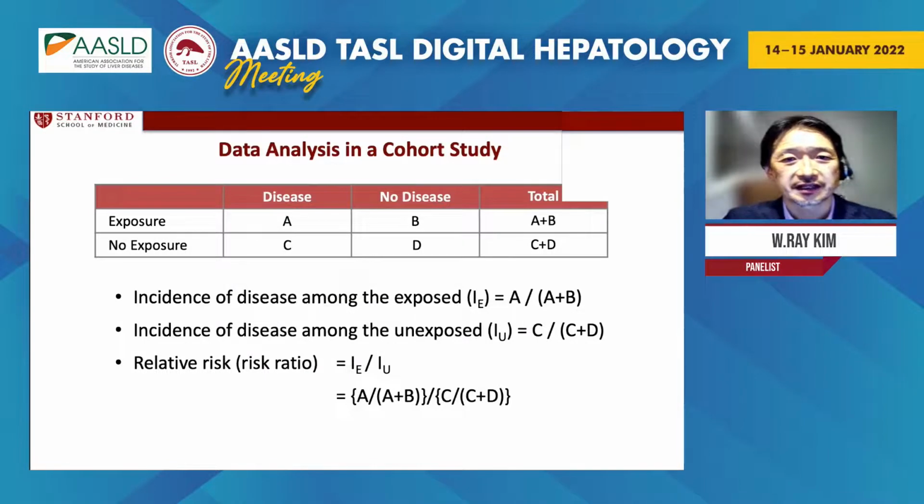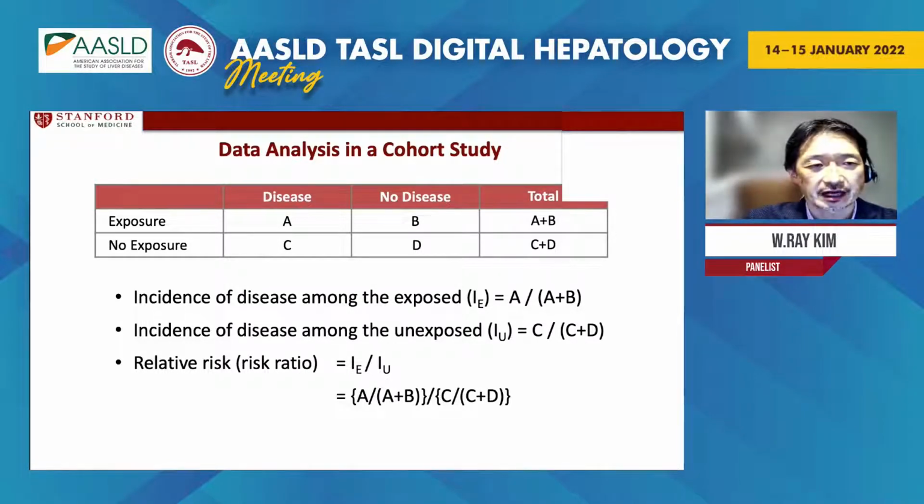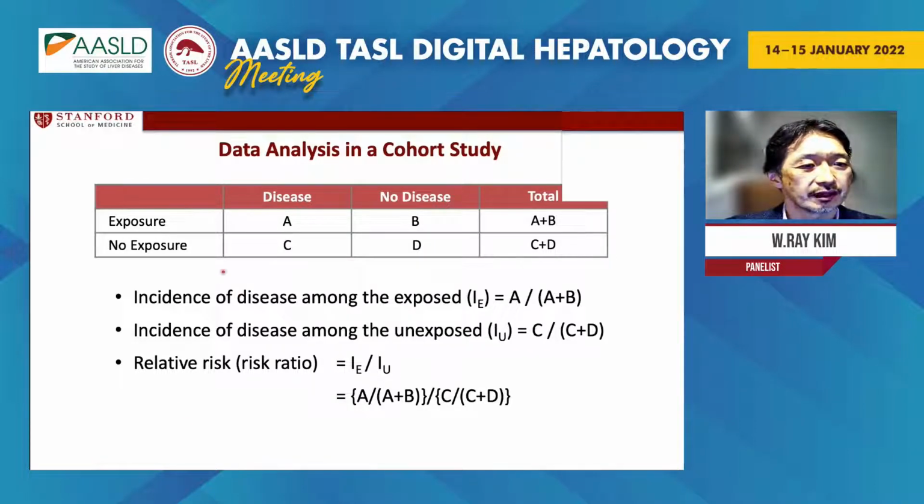Once you have the data, how do you analyze the data? As we just saw, you have a 2x2 table based on exposure, no exposure, disease, and no disease. The total column here gives the prevalence of exposure versus no exposure, incidence of disease among those with exposure and incidence of disease among those without exposure.